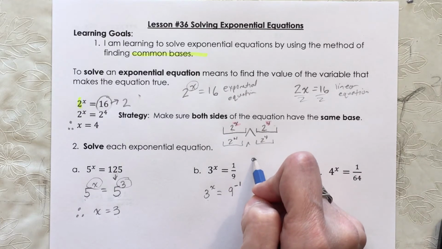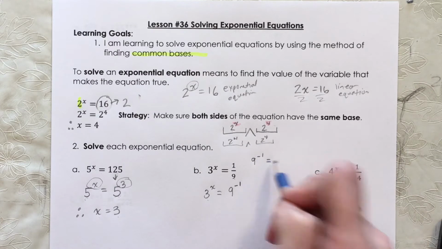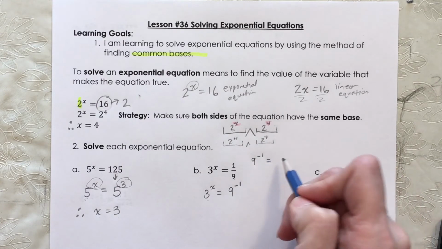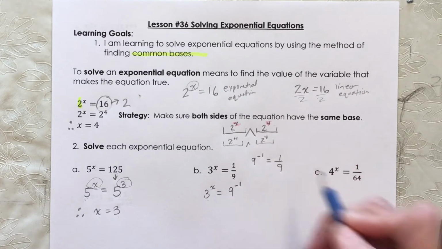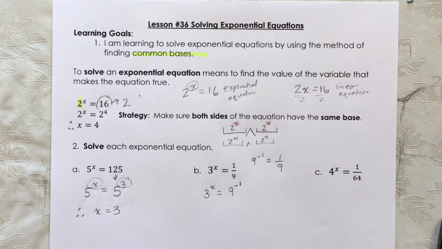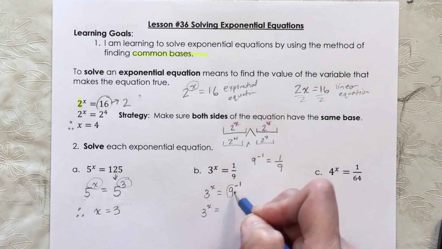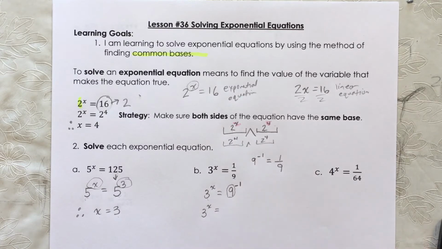Everyone agree that 9 to the negative 1, using our negative exponent rule, is the same as 1 over 9 to the positive 1? Okay? So now I want to get the same base of 3 on both sides. So I want to just think about the 9 right now. Ignore the negative 1 for a second, but you'll see where it comes in.